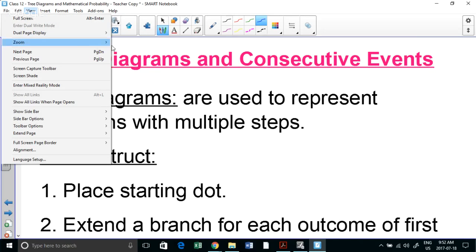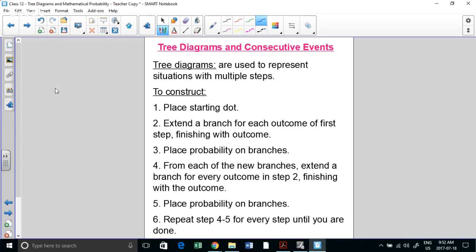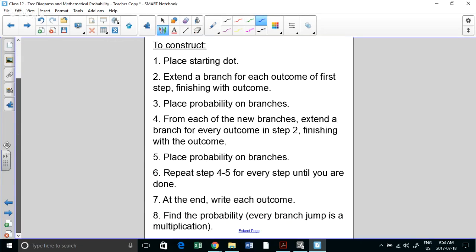So we're going to take a look at reviewing these. Tree diagrams are used to represent situations with multiple steps. So rolling a die and flipping a coin, that's two different things. Even if you're doing them simultaneously, you're doing two different steps in the sense that you're doing two different things. To construct a tree diagram, these are a lot of steps, but they're actually straightforward when you're doing it. You're going to place the starting dot. From the starting dot, you're going to extend a branch for each outcome of the first step. And then at the end of the branch, you write what the outcome is.